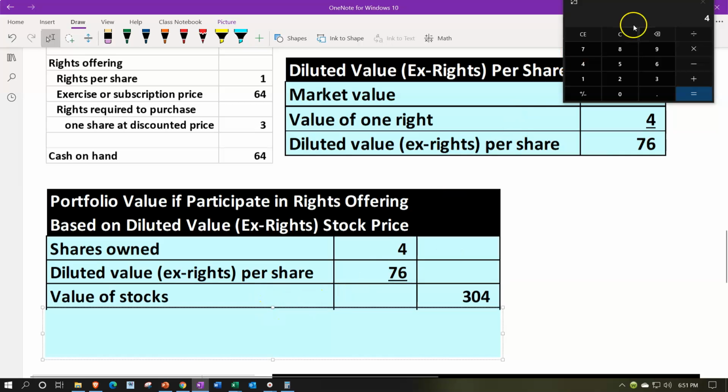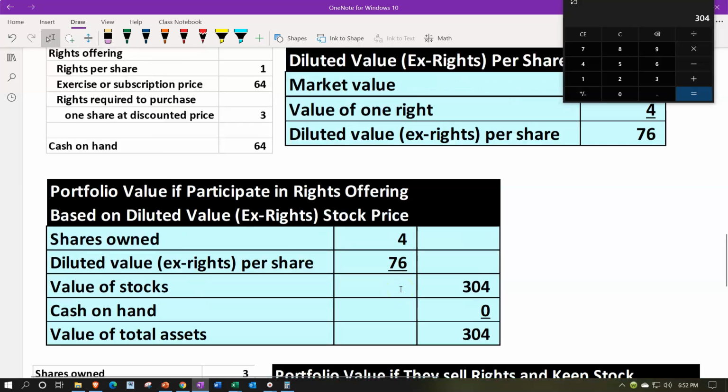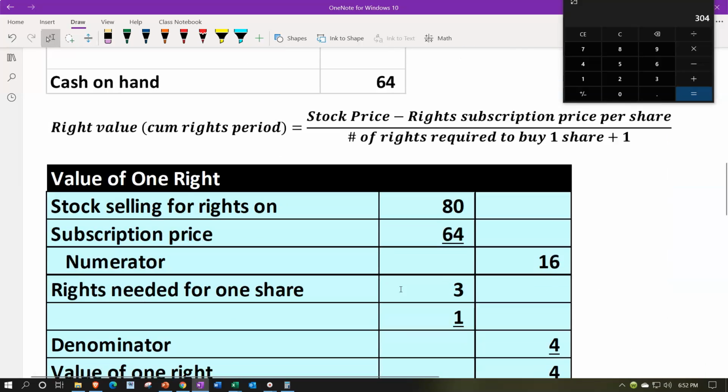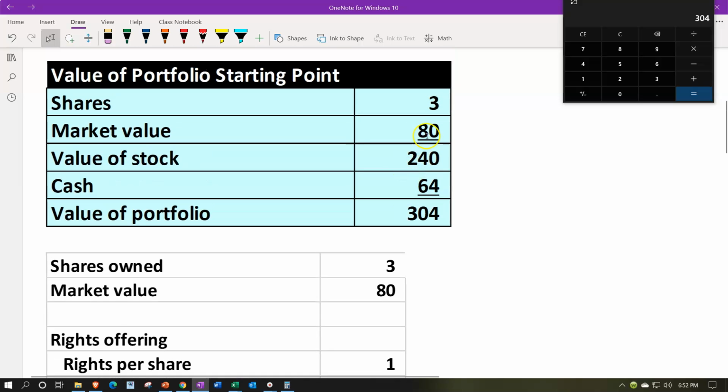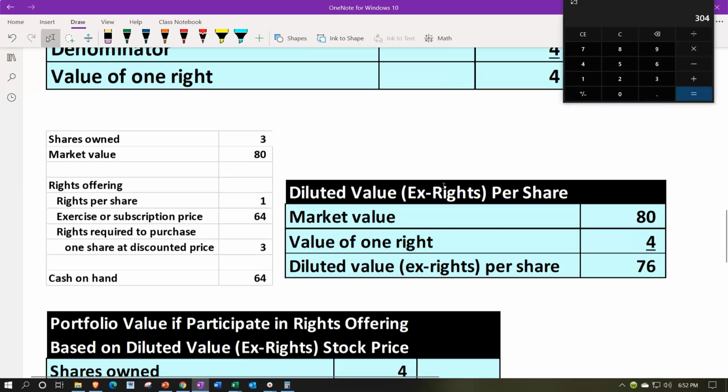So 4 times 76, let's plug that in the calculator to give it something to do. 76 times 4, that's going to be the 304. So the 304, how much cash do we have on hand? None, because we paid the $64 in order to exercise the right, paying 64 and giving the 3 rights in order to get that new share of stock at the discounted price. That means that we are still left with the 304, which makes sense. So that should put us in the same spot that we started out with when we had the 3 shares at 80 plus the cash of 64. Our portfolio is different here because now we have stocks and no cash, but hopefully the value is basically the same.